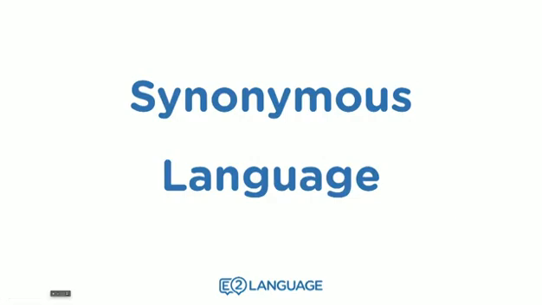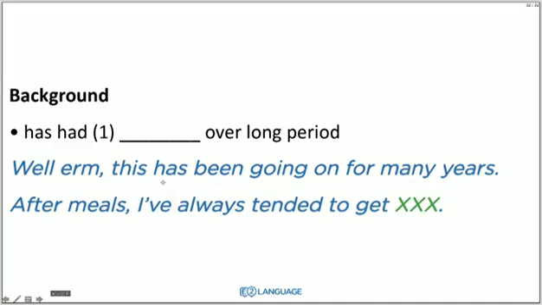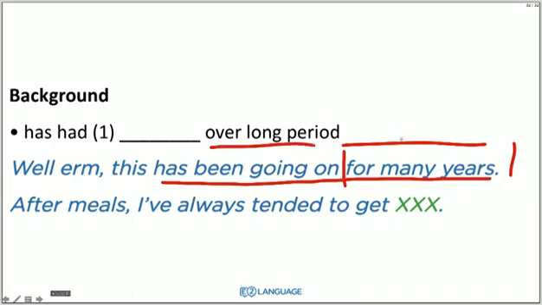You've all heard of synonyms, right? Well, let's talk about synonymous language. So not necessarily a single word, but how we say things in different ways. So this is the patient speaking. And this is the note here. Has had something over a long period. So we're going to use synonymous language here. This is not going to mirror exactly. Patient says, well, this has been going on for many years. Okay, here's your synonym here. Has been going on for many years, especially this part here, for many years over a long period, right?